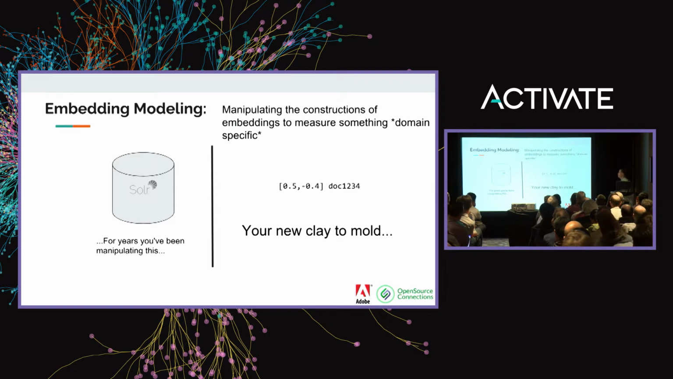So really what we're doing is manipulating the construction of embeddings. We want to manipulate the construction of embeddings to measure something specific to our domain and our field. So this is a clay that we can mold. We don't need to take what comes out of word-to-vec as gospel.